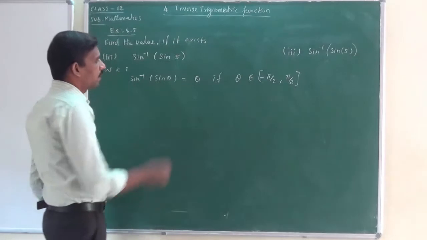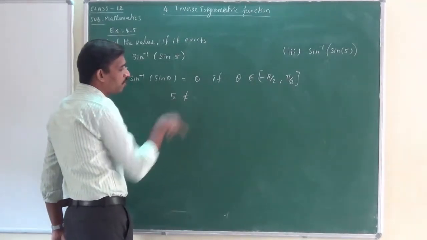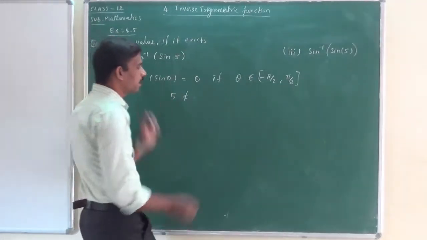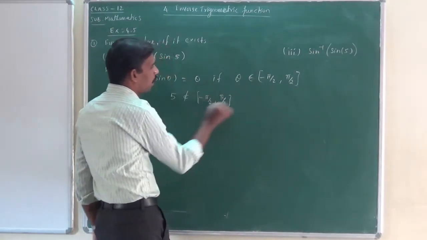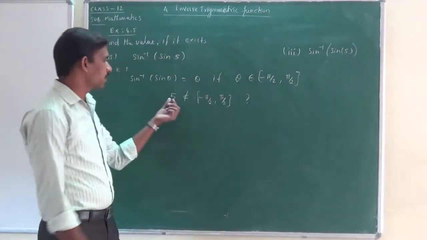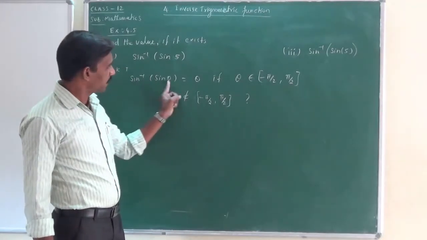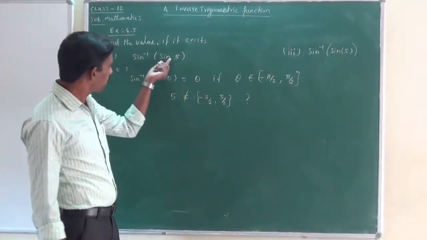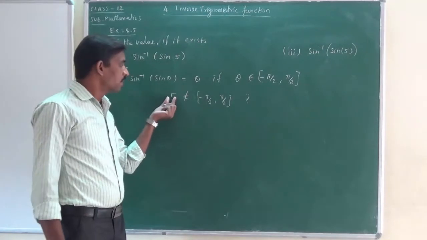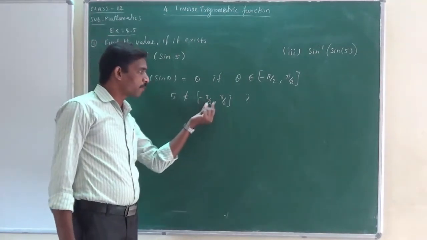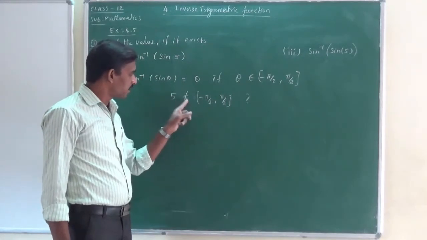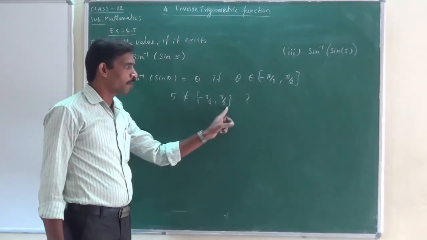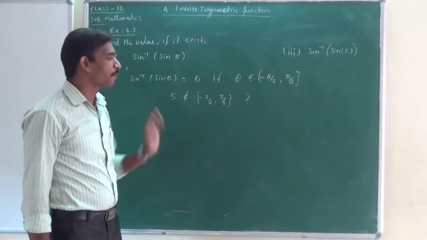Now we want to check here whether 5 belongs to the interval of minus pi by 2 to plus pi by 2. How? We want to check it. Because sine inverse of sine theta is equal to theta, so for sine inverse of sine 5, we want to take this 5 to belong to minus pi by 2 to plus pi by 2. I said here 5 does not belong to minus pi by 2 to plus pi by 2. I asked the reason why.